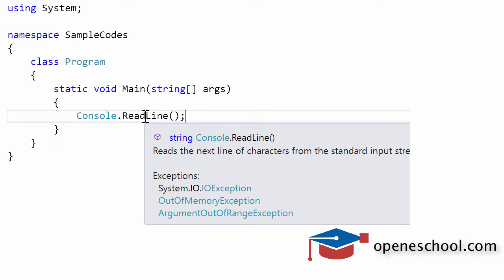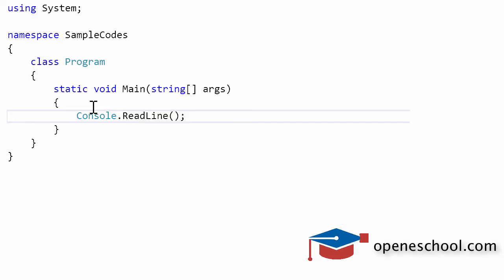But the problem with this function is that it treats every input as a string input. It does not understand by default that the user has entered a number or a float or a double value from the keyboard. It treats everything as a string. So if you want to read a numeric value from the keyboard, you will have to read it as a string, and then you will have to convert it into an integer and then use that integer.